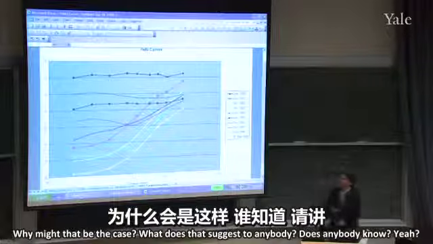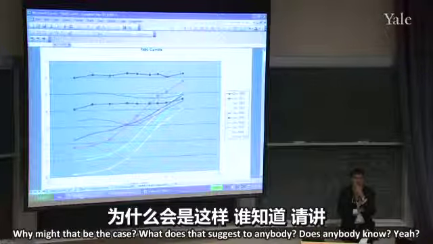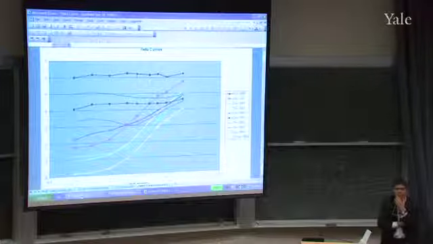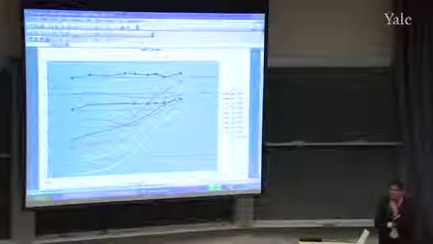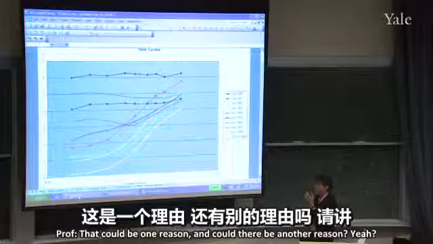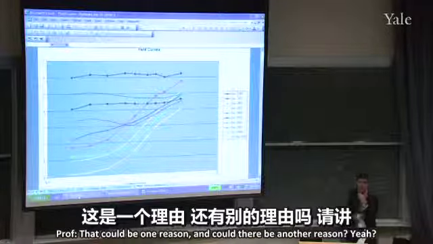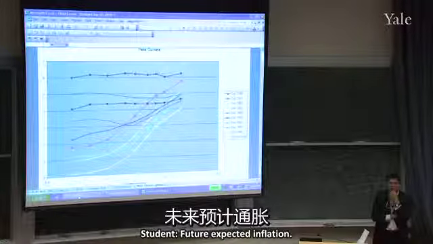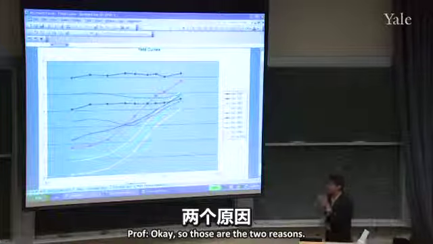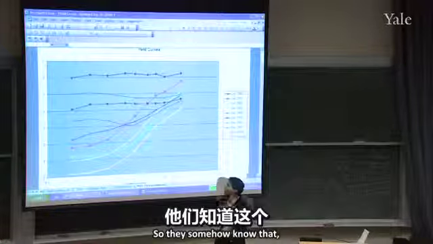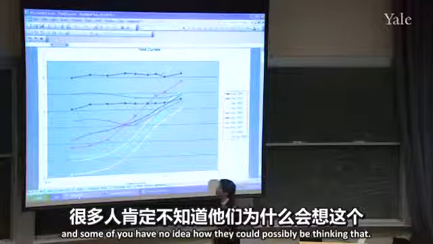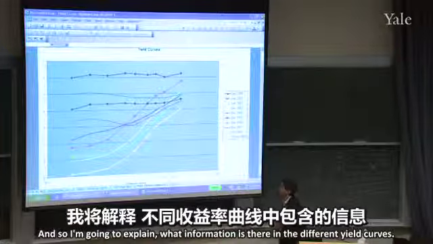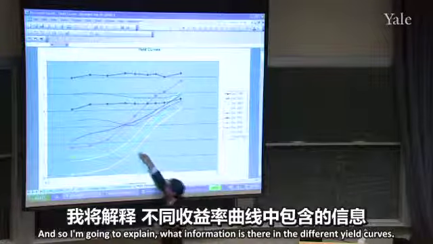Now, why might that be the case? What does that suggest to anybody? Does anybody know? Yep. We're feeling optimistic about where the economy will be in 10 years. That could be one reason, and could there be another reason? Yep. Future expected inflation. Okay, so those are the two reasons. So they somehow know that, and some of you have no idea how they could possibly be thinking that, so I'm going to explain what information is there in the different yield curves.